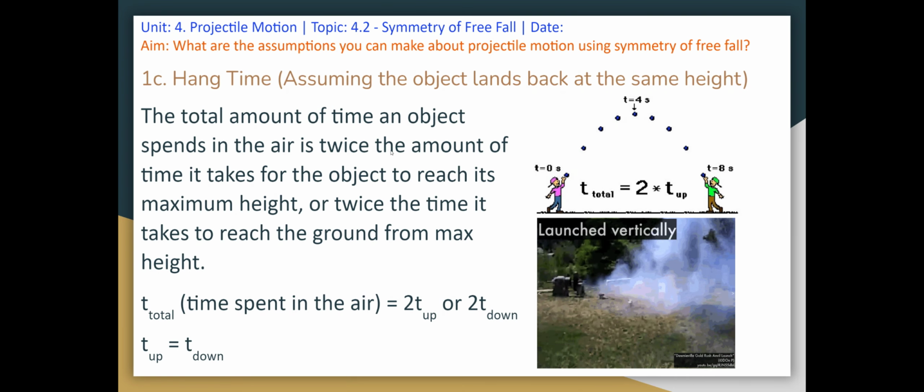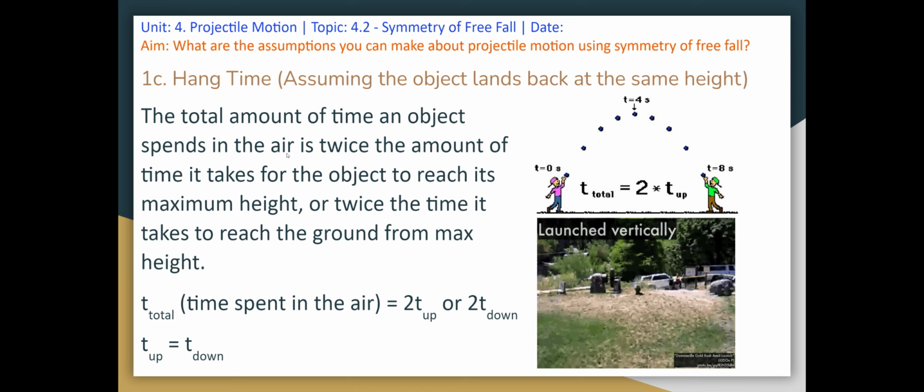And then this is just more review. Your hang time is the time it takes for the object to land back at the same height. For example, if it took you 4 seconds to go up to your max height, it's going to take you 4 seconds to come back down, which means your total time in the air is 8 seconds. If I take 8 seconds to go up to my max height, the total time my object spends in the air is 16 seconds, because it's 2 times your time up to max height.